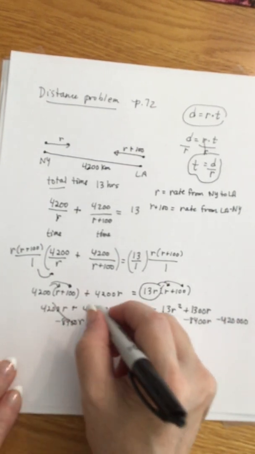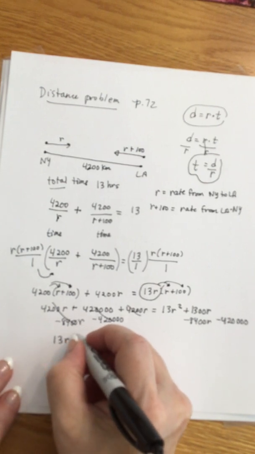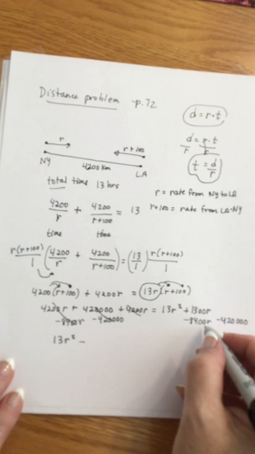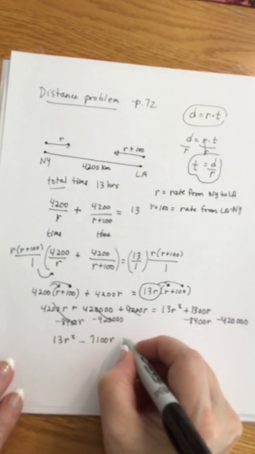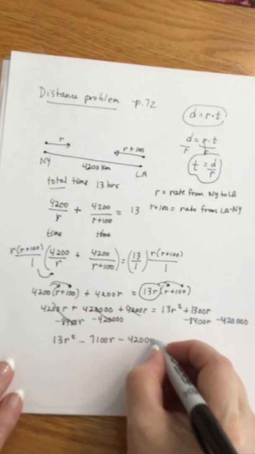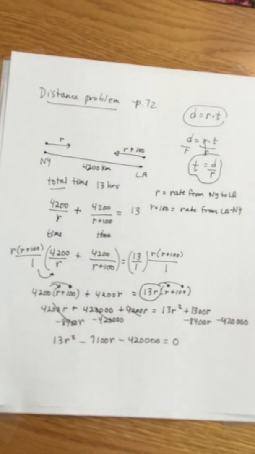So these cancel out. 13R squared minus 8,400 minus 1,300 would give me 7,100R minus 420,000 equals 0. So we're going to give everybody a chance to get caught up to that case.